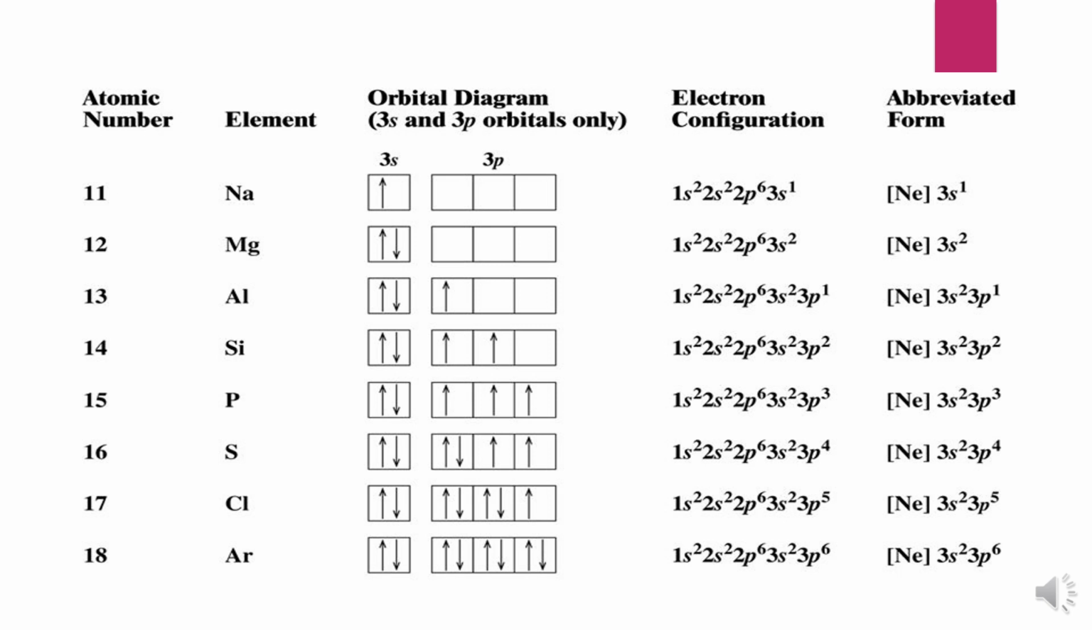Magnesium 3s2, aluminium 3s2, 3px1, and silicon 3px1, 3py1, phosphorus 3px1, 3py1, 3pz1, so total 3p3. And sulfur, now the pairing starts with sulfur, then chlorine, and at argon the pairing is finished, meaning the 3p orbital is completely filled in argon. So argon's electronic configuration is 1s2, 2s2, 2p6, 3s2, 3p6. So in this way you can write the electronic configuration of argon, and in abbreviated form or noble gas core, with neon you can write the valence shell electrons ahead, 3s2 and 3p6.